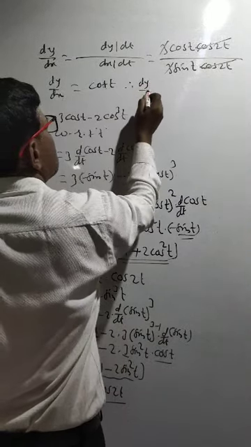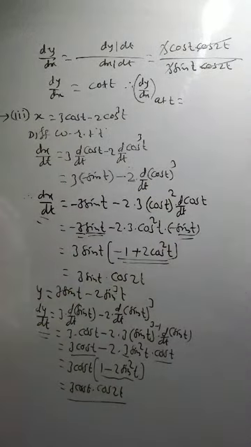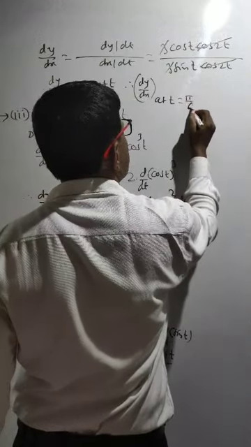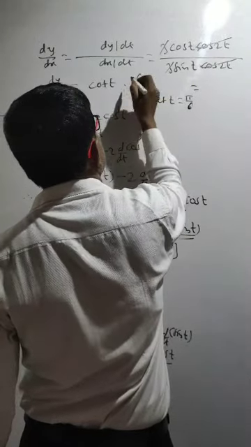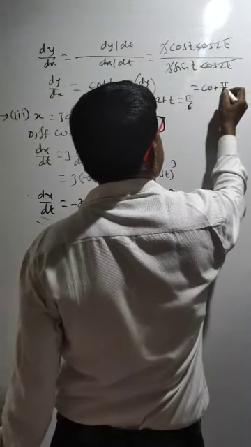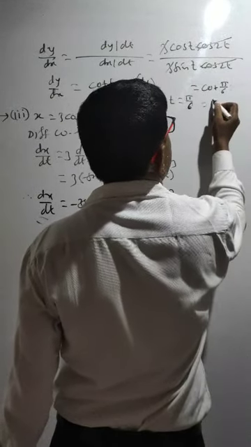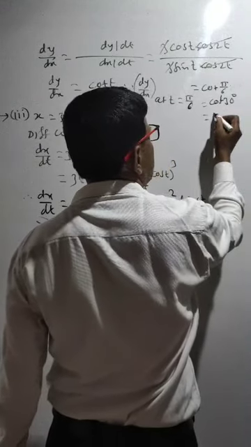Now therefore dy by dx at t equal to pi by 6 equal to cot pi by 6, equal to cot 30, which equals root 3.